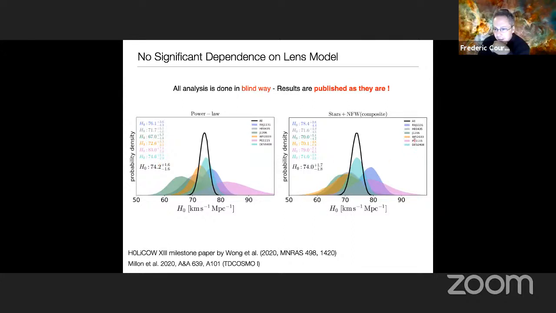Actually, that should be 7. Okay, anyway. So if we do this, that's the typical number we get: 74 plus minus 1.6 for a power law model. And if you take a more complex model, essentially the same thing. So that's our current result, if you believe galaxies are power laws or stars plus narrow Navarro-Frenk-White.